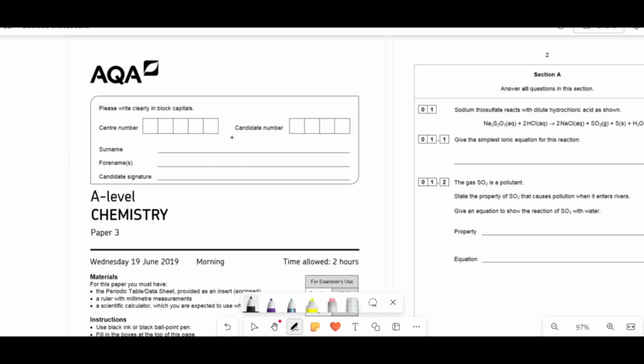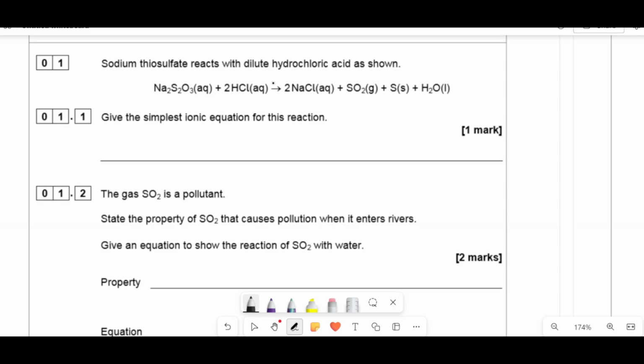Hello, everybody. Welcome back to another episode of the A-Level Cookbook. Today, we're going to be doing the AQA A-Level Chemistry paper 3 from June 2019. So sodium thiosulfate reacts with dilute hydrochloric acid as shown. Give the simplest ionic equation for this reaction.